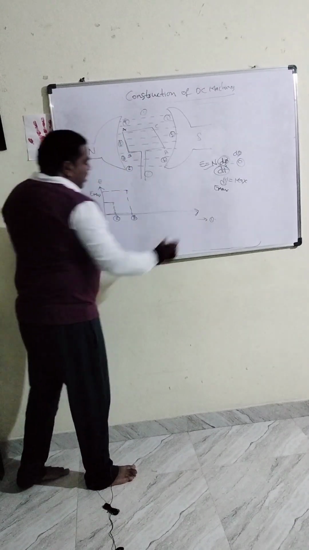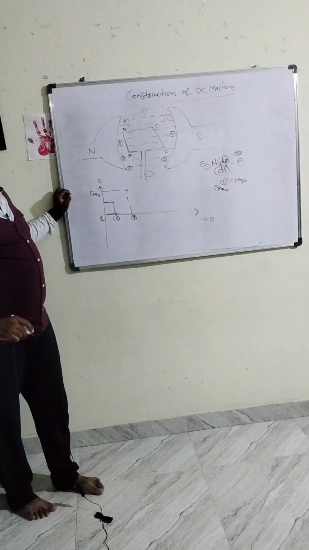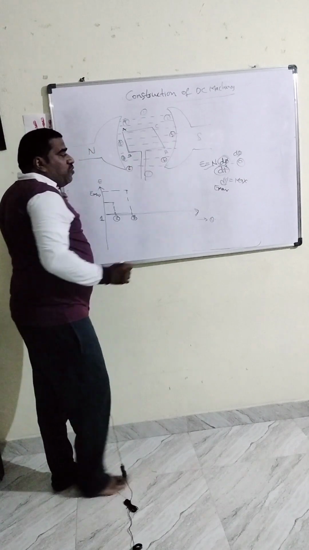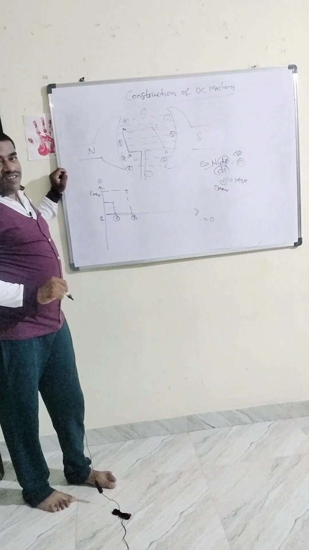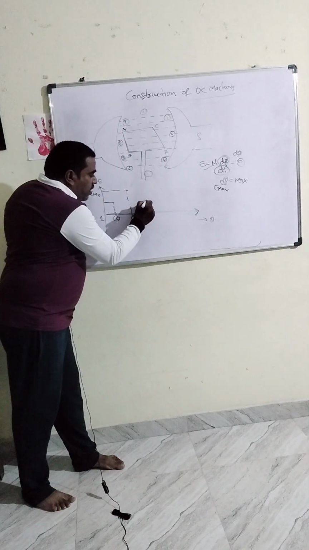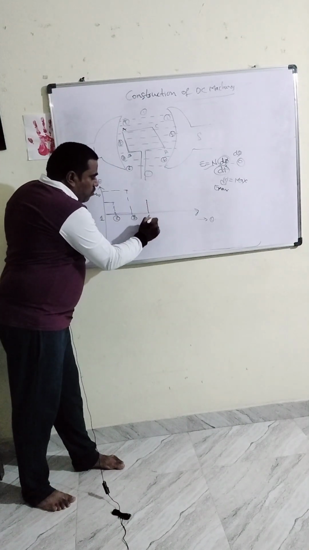This is the EMF versus position graph; consider theta here. Next, when it moves from the third position to the fourth position, again small flux lines are cut by the conductor, so again a small EMF is produced at position number 4.